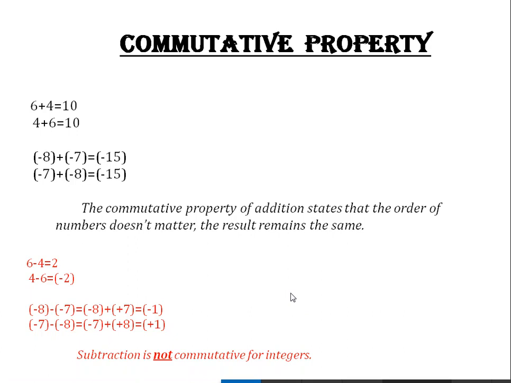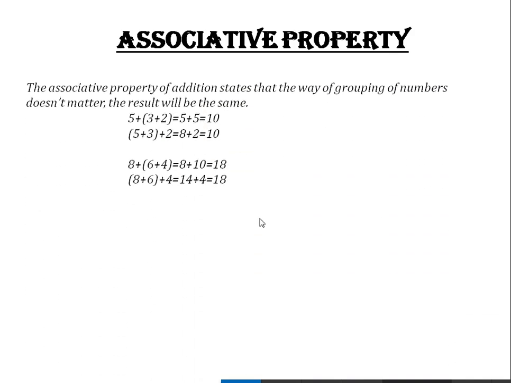Now what is the third property of integers? Associative property. The associative property of addition states that the way of grouping of numbers doesn't matter, the result will be the same. The definition seems to be confusing, but an example can explain it easily.